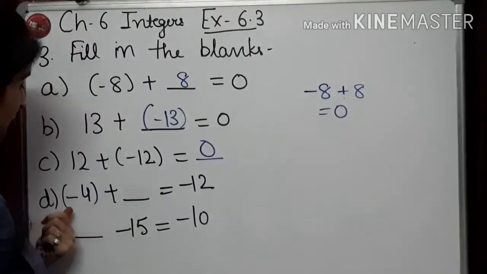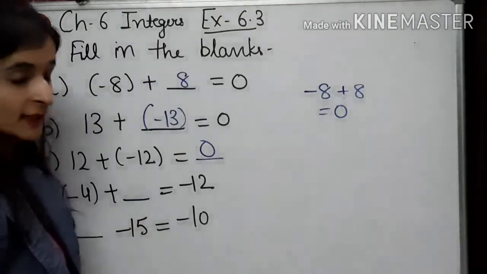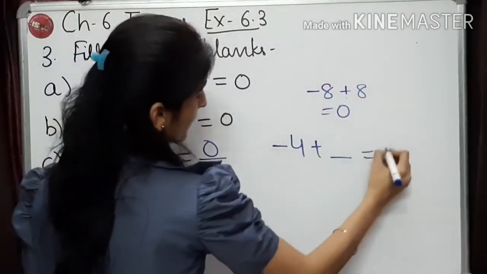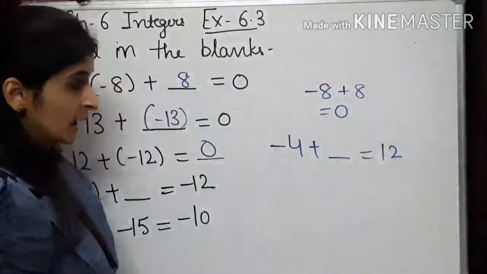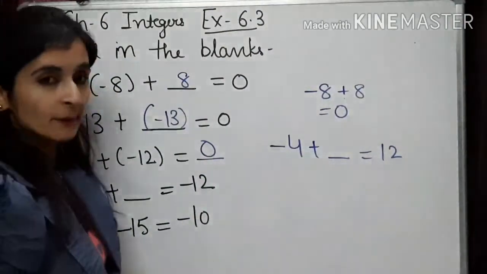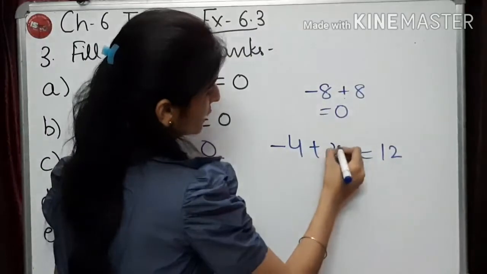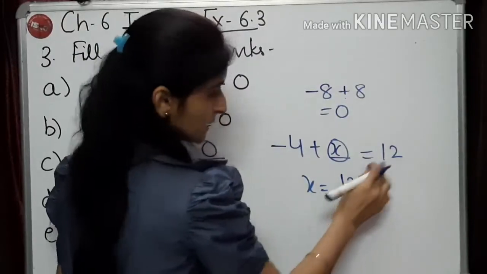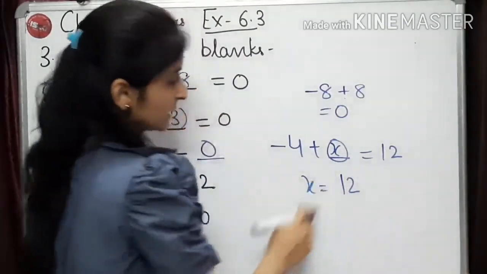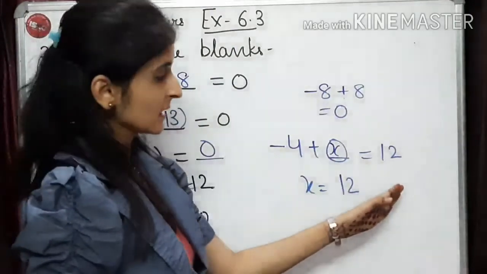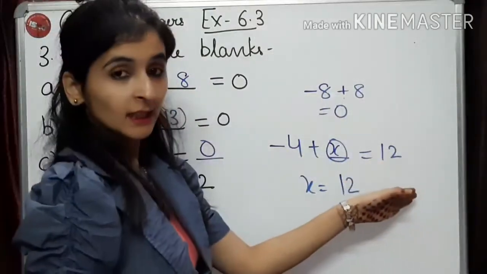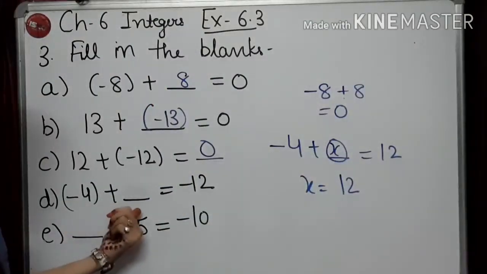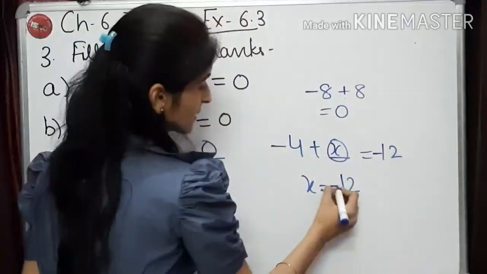Then D part is minus 4 plus dash is equal to minus 12. What will you add in minus 4 so that you get 12? So what do we do? Suppose this is x. So this will become 12. And now we have to take this to this side. Where do we take minus 4? To that side. Or what we can do is minus 4 plus dash is equal to minus 12.